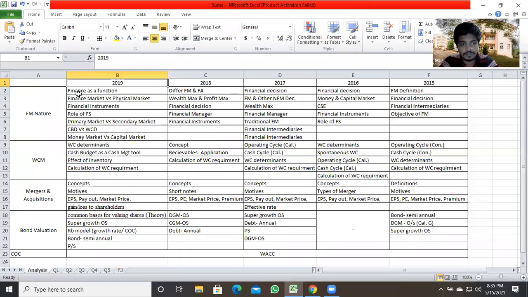Then in the case of working capital management, here it is asking about working capital determinants, and cash budget as a management tool. Those are theory, some small questions they are asking.